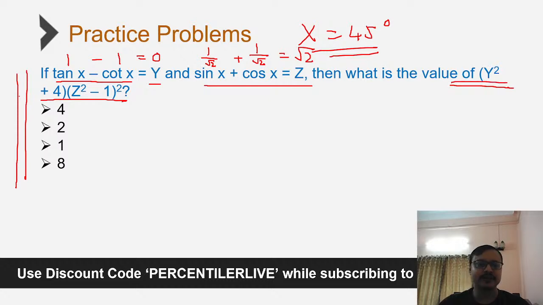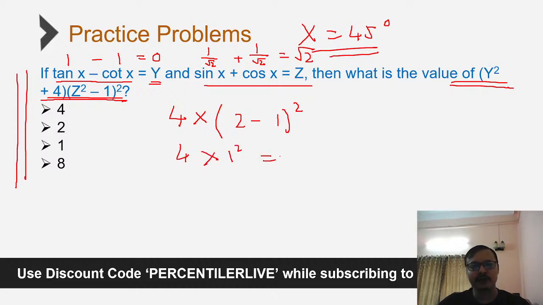So the question is saying what is the value of y square plus 4 into z square minus 1 whole square. So what is the value of y? Y is 0. So y square plus 4 will effectively be 0 square plus 4, that is 4. If z is equal to 2 root 2, then z square is equal to 8, which means 4 into 8 minus 1 whole square, or 4 into 1 square, which is equal to 4. Hence the answer is option A.